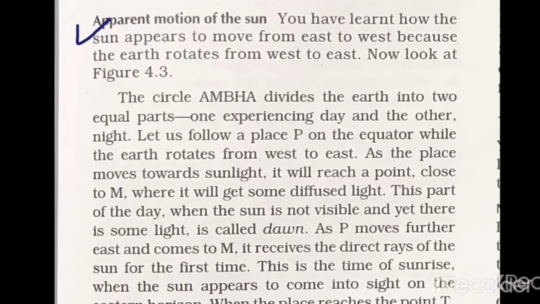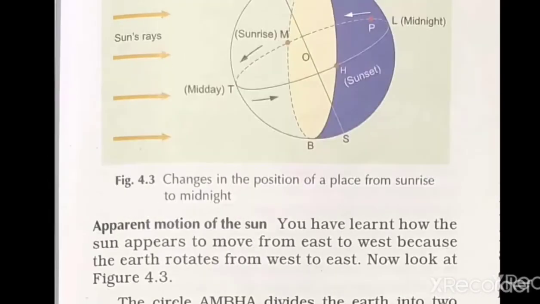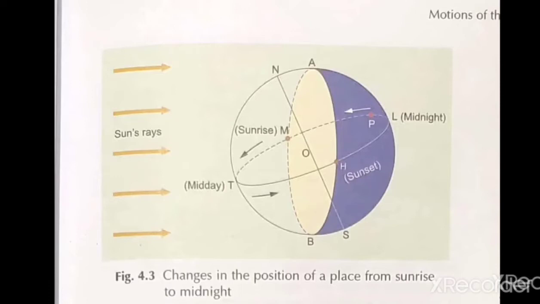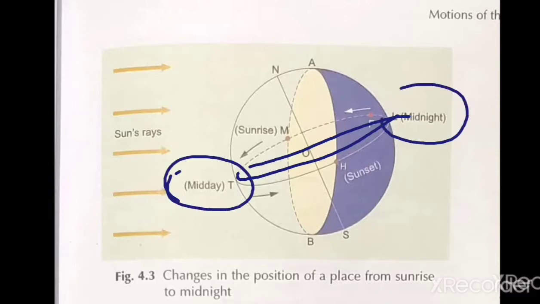Now look at figure 4.3. In this figure you can see that this is the circle of Amba. Circle of Amba divides the earth into two equal parts. This circle is also dividing into two equal parts, one experiencing day and another night. So in this part there is day, and in this part night.